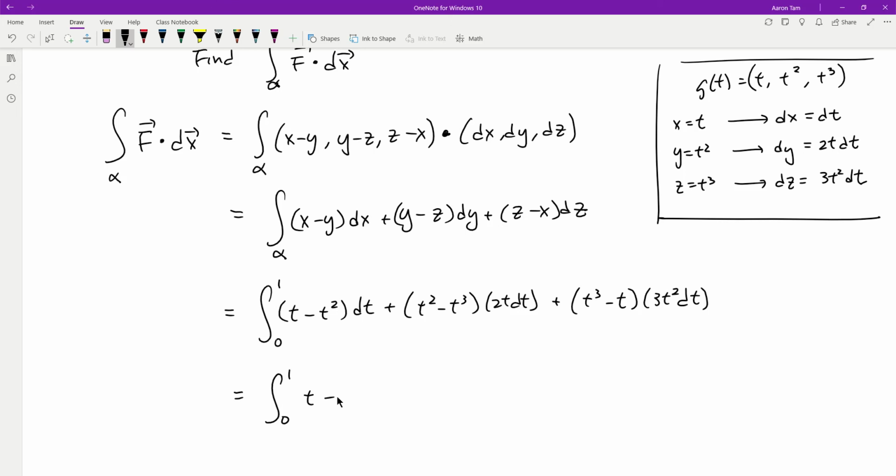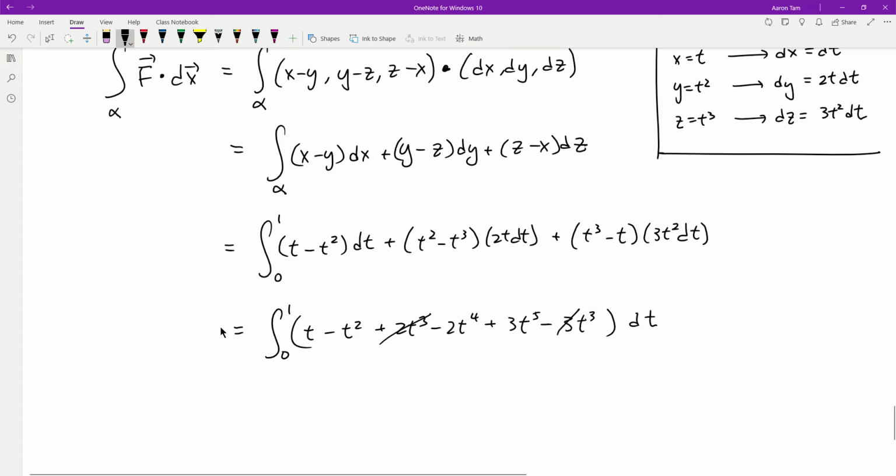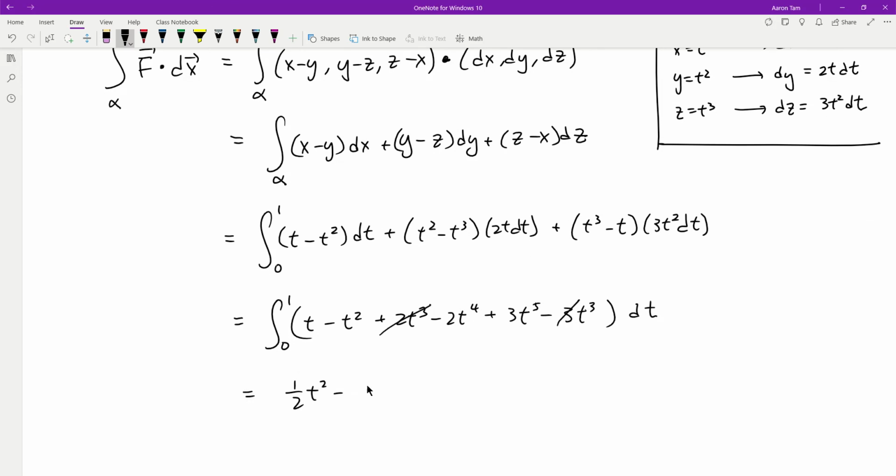If I do that correctly, that would be t minus t squared plus 2t to the third minus 2t to the fourth plus 3t to the fifth minus 3t to the third, all over dt. If I look at this correctly, I can cancel the 2 and the 3 to just minus 1 t to the third, and I can easily integrate this. So this is 1/2 t squared minus 1/3 t to the third minus 1/4 t to the fourth minus 2/5 t to the fifth plus 3/6 t to the sixth, which is technically 1/2. And we evaluate from 0 to 1, so that's basically 1/2 minus 1/3 minus 1/4 minus 2/5 plus 1/2.